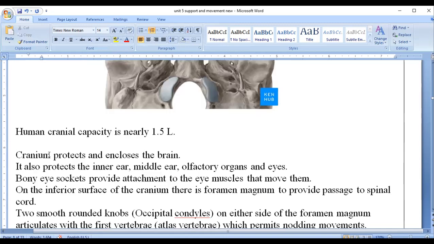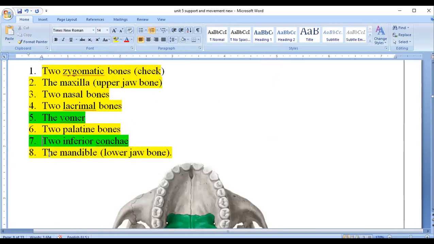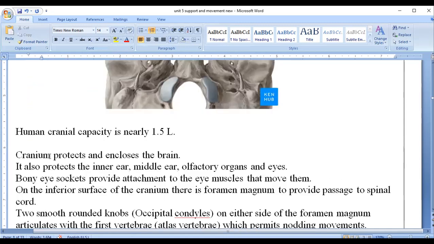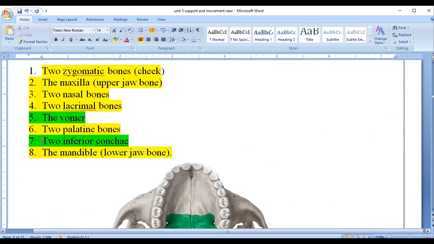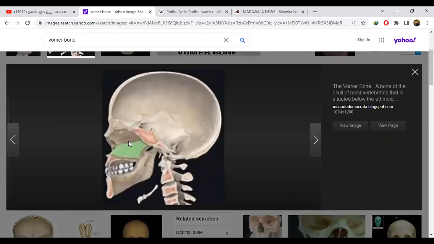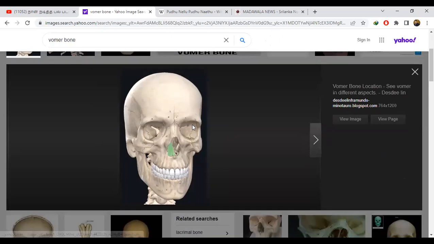Now two bones are to be discussed. One is the vomer. The other is the inferior concha. If you see the vomer, it is actually a little difficult to see the vomer from the exterior of the skull.